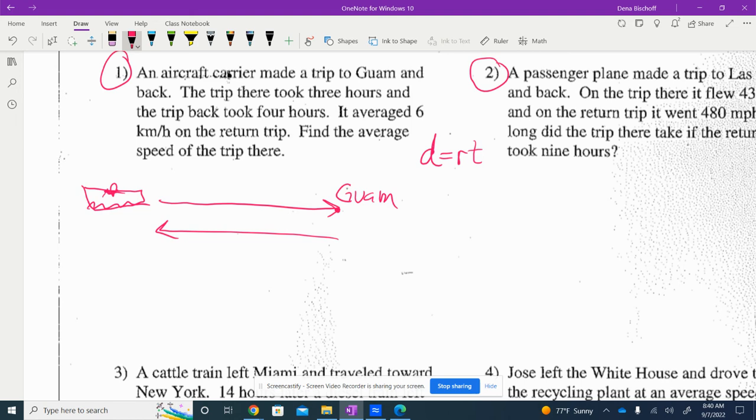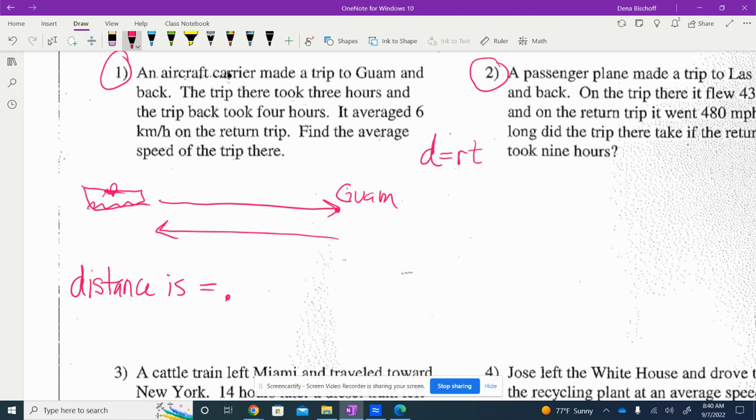So what do we know about the distance? If I go somewhere and I come back, what do we know about the distance? Same. Good job, Rose. Distance is equal. Are you guys okay with that statement? I just feel like that helps. The distance is going to be equal.